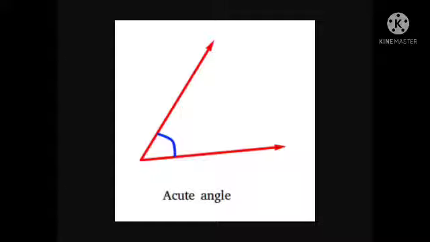And look at this figure. As compared to the right angle, you can see that the angle created here is less than that of a right angle. So the angle which is less than a right angle, less than 90 degrees, is called an acute angle. The smaller angle, less than 90 degrees, is called an acute angle.